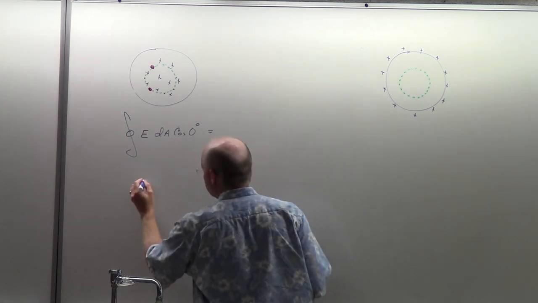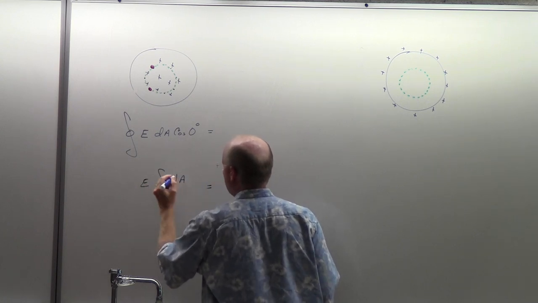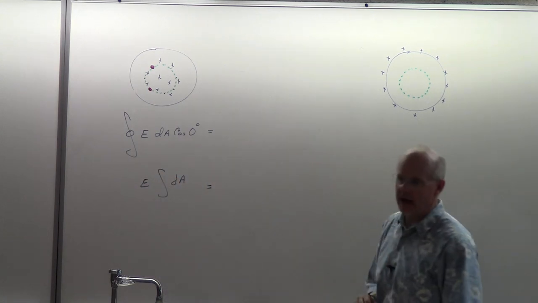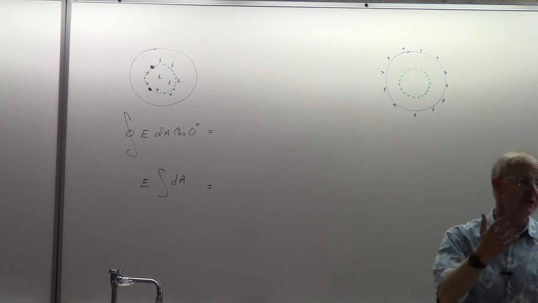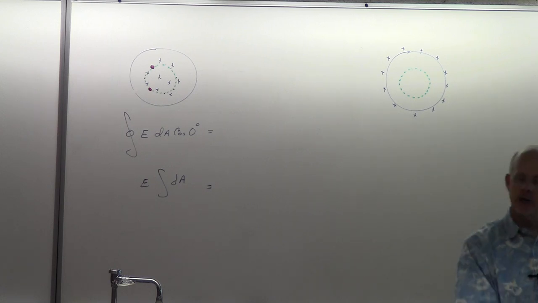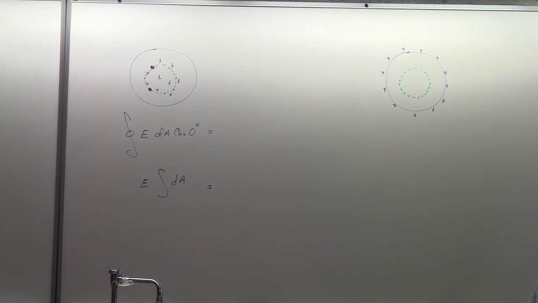And my argument is that everywhere along that Gaussian surface, the electric field is a constant, okay? And so you've seen me do that a number of times. So maybe I won't spend as much time on that as I was, but that's this idea.